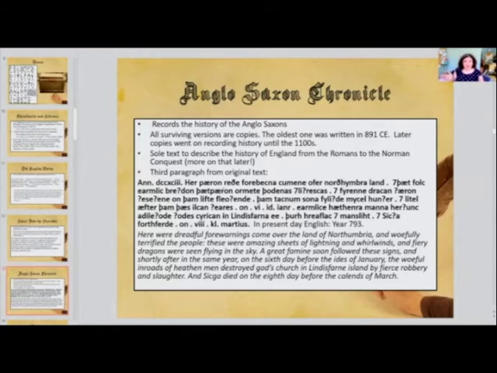So why did I pick this paragraph? It's talking about Viking raids. So now these Germanic tribes have settled, they live there, and now they're getting raided by Vikings. It's a little bit of a quick karma there.